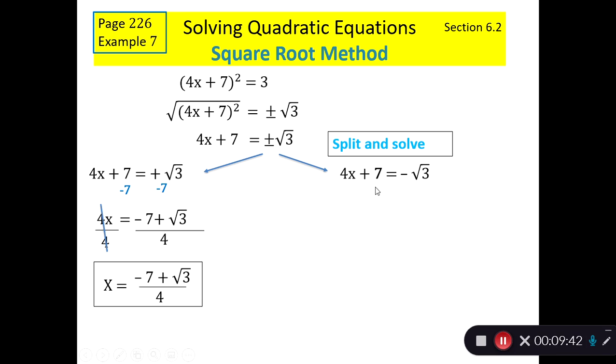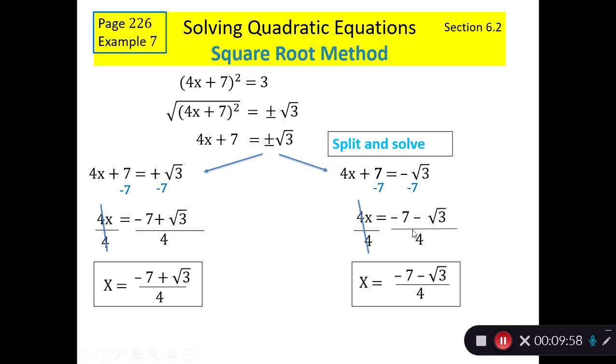And going on the other side, we subtract 7. 4x equals negative 7 minus square root of 3. Divide by the 4, everything. These cancel. X equals negative 7 minus the square root of 3 over 4.